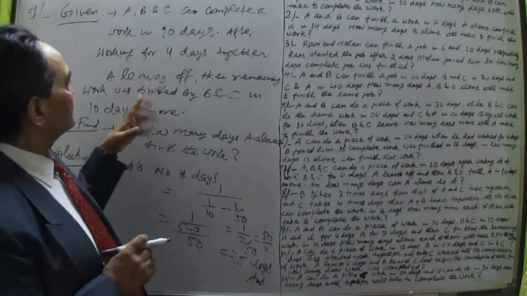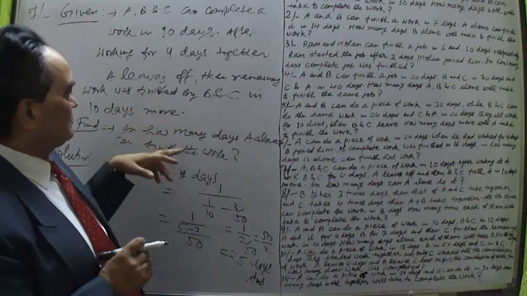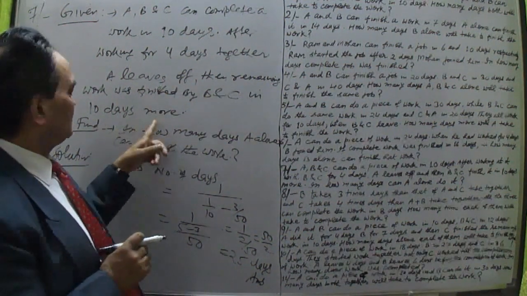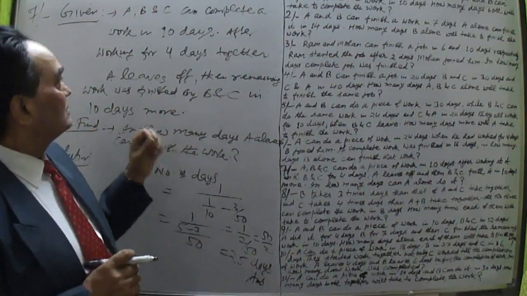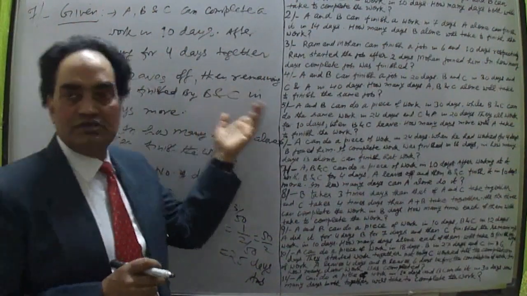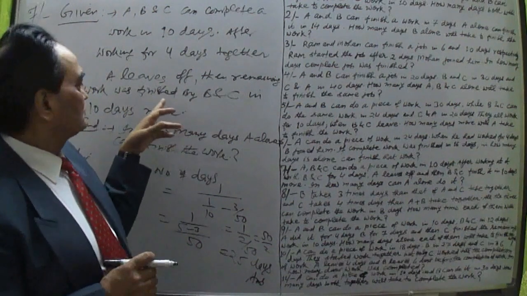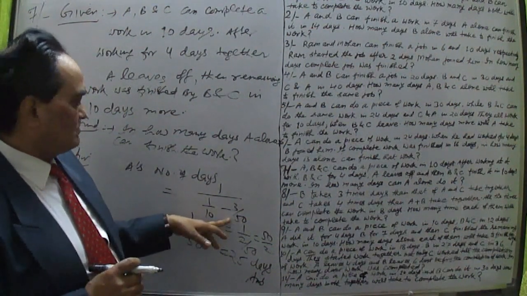And for 4 days they work together. A and B can finish in 10 days. Then it said it was finished by B and C in 10 days more. So finally B and C took 10 days more. After that we calculated what is A's work, from B and C's 10 days work, because the work was finishing finally in 10 days. So that work we have calculated.